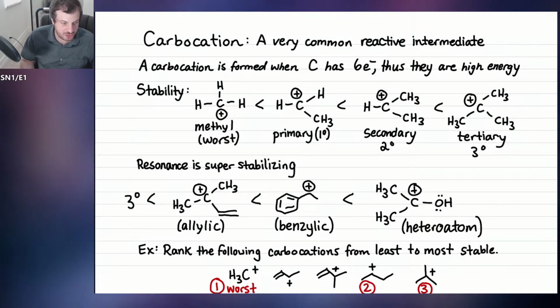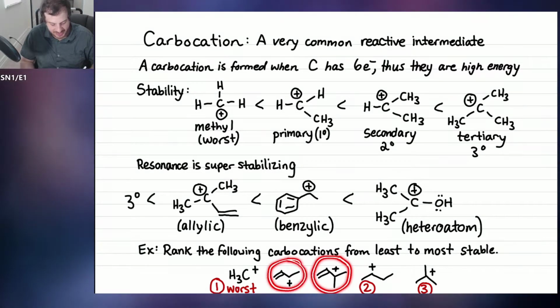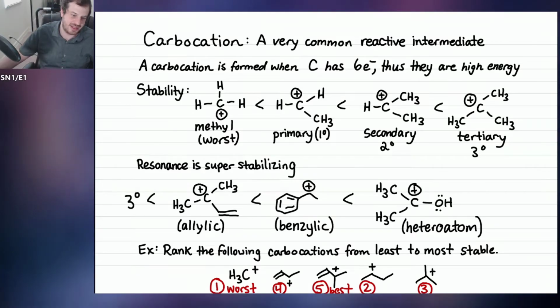Now it's between these 2 allylic carbocations. Which one of these allylic carbocations do you think is better? That's right. This is a better allylic carbocation than this one because this one is tertiary and allylic, but this is secondary and allylic. So that means this one is the best and this one's second best. Okay, so that's an example of a test-like question that will maybe pop up on midterm 3.